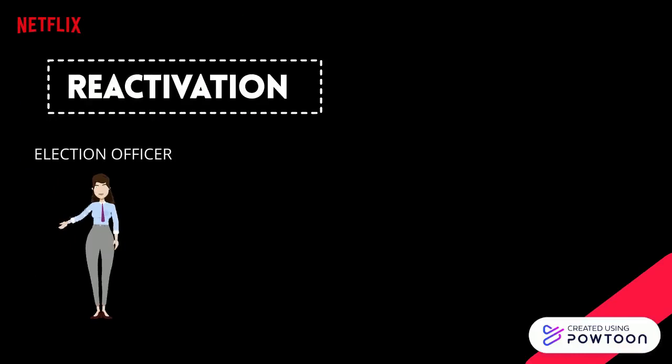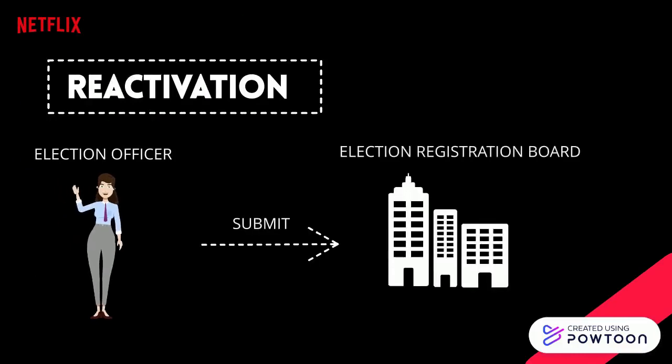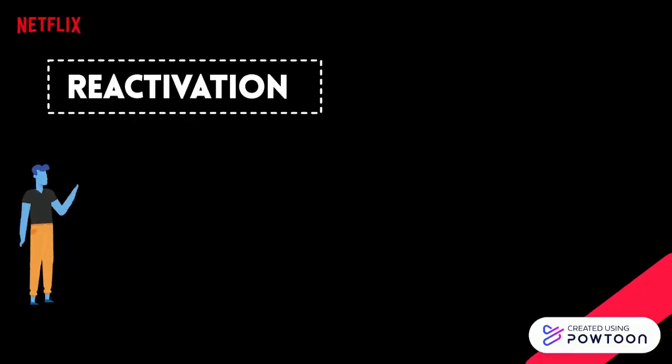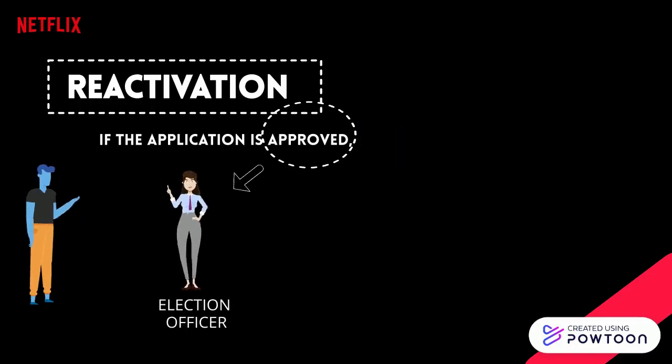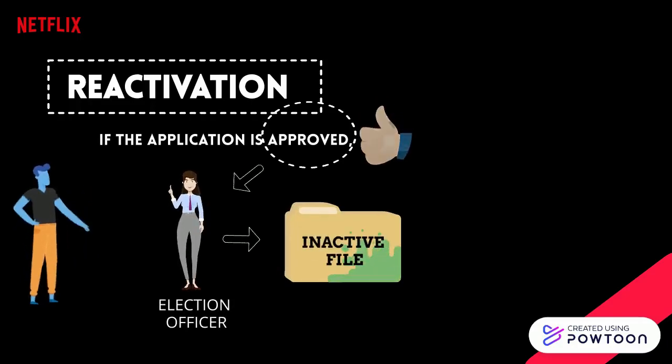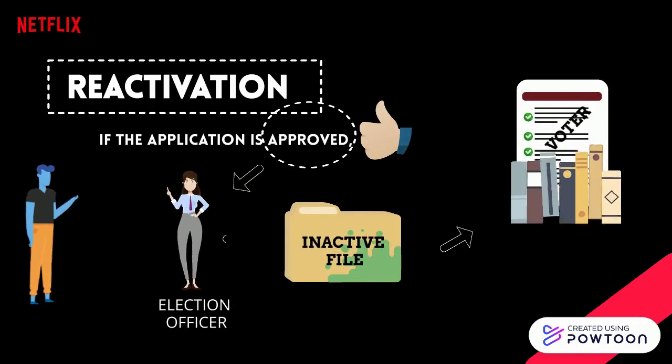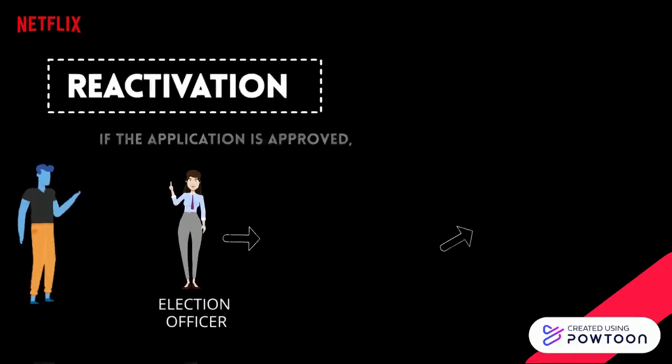The election officer shall submit said application to the Election Registration Board for appropriate action. If the application is approved, the election officer shall retrieve the registration record from the inactive file and include the same in the corresponding present book of voters.